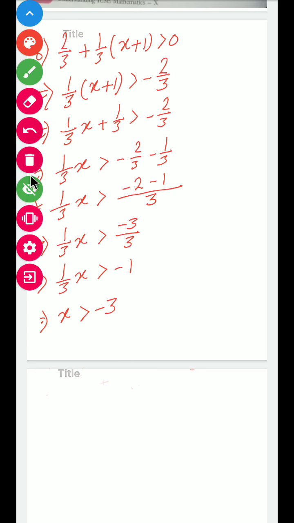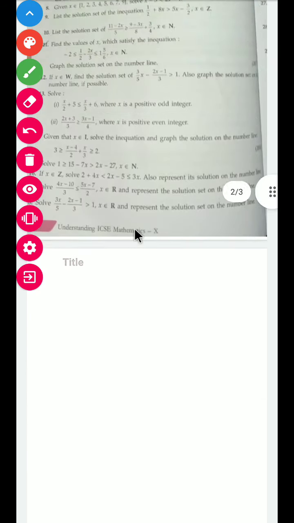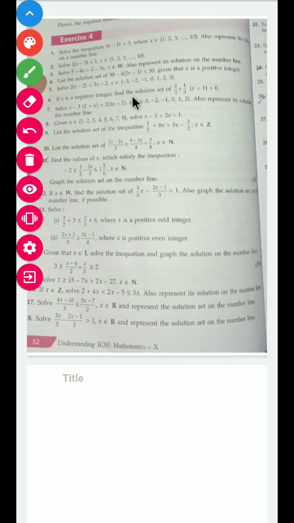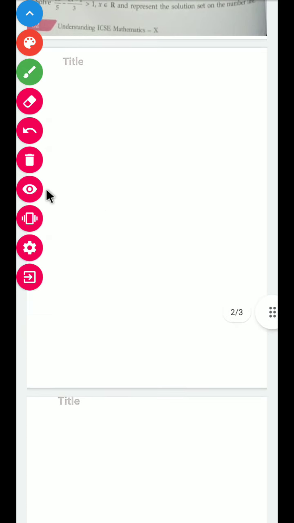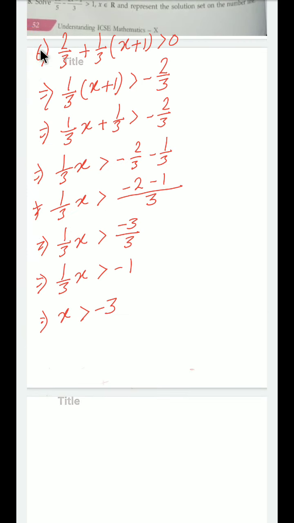So you have to make the solution set from the negative integers. Which negative integers come after minus 3? So the solution set is, after minus 3 there is minus 2 and minus 1. So this is our solution set.